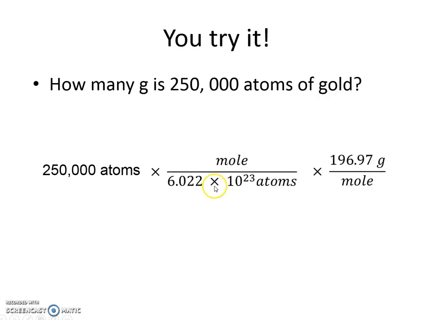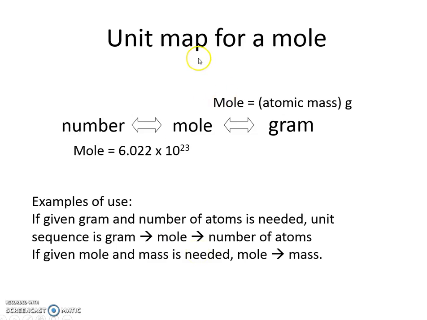A mole is always going to be 6.022 times 10 to the 23 atoms. And for gold, which is the symbol Au, you look up 197. You look on the periodic table and you'll see it's 196.97. I do the math and I come up with 8.2 times 10 to the minus 8. So this is how you can think through a problem.